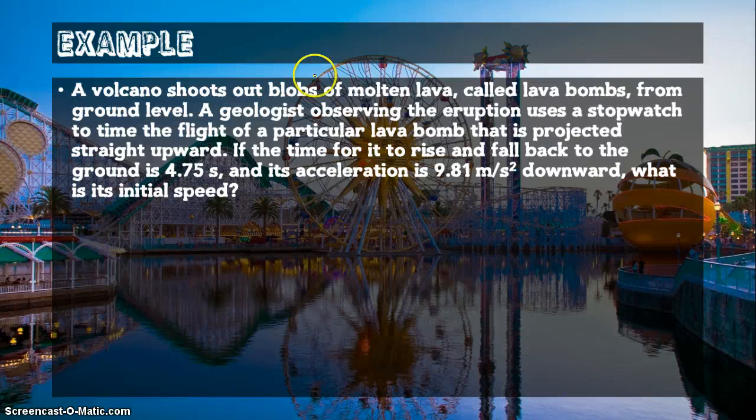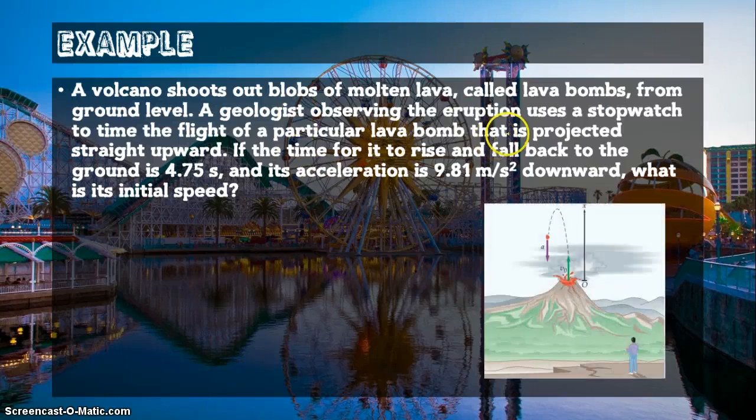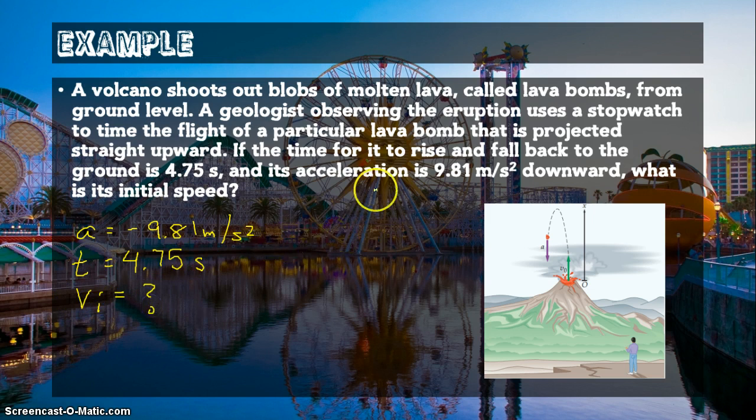In this case, what I would do is I would think of this as two separate problems. But before we even do that, we want to make sure we have a diagram and we label which direction is positive. In this case, I'm actually going to call up positive. Since we're dealing with motion in both up and down directions, let's just call up positive, meaning we're going to use negative 9.81 for our acceleration the entire time throughout this problem. Our time it takes to go up and down is 4.75 seconds. And again, we're trying to find the initial speed v_i.